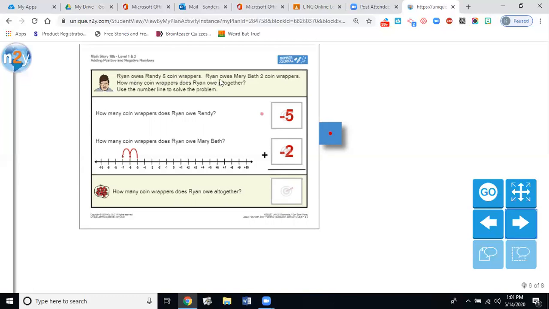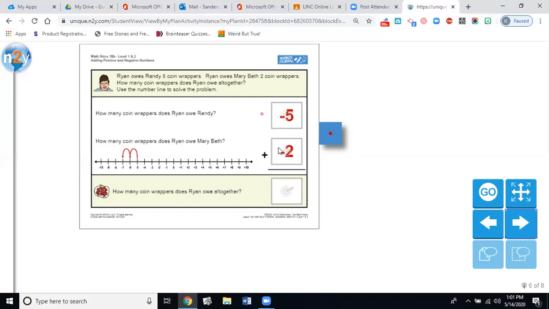And then Ryan owes Mary Beth. It's also going to be a negative number, 2 coin wrappers. So this is how many he's going to owe Randy. This is how much he's going to owe Mary Beth. Okay, so we're going to start at -5 on the number line. -5.